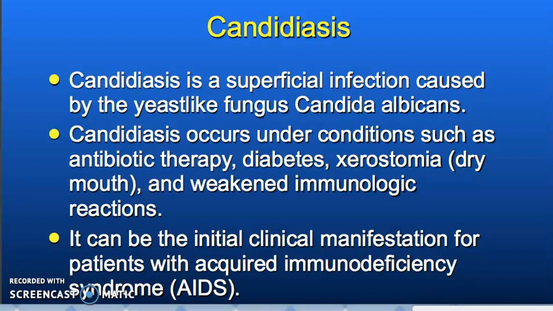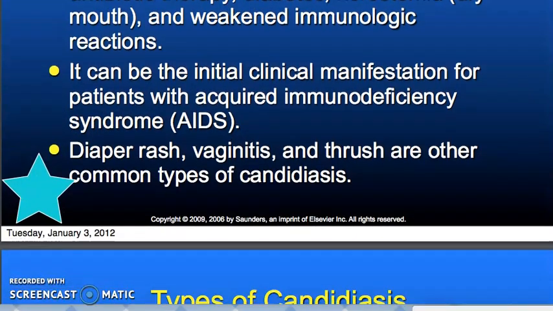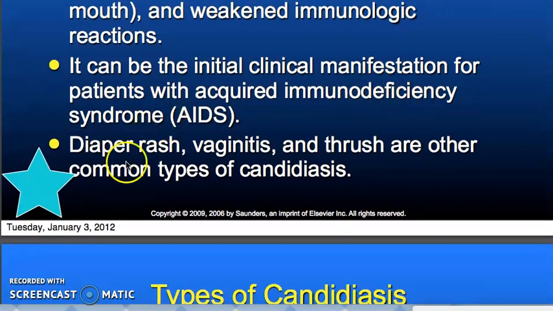Again, don't jump to conclusions that a person has AIDS because they have candidiasis. It is very common with a lot of other things before HIV, particularly antibiotic therapy. We see it a lot with that because it's a yeast infection. Diabetes, we see it with a diabetic fairly often, somebody with a dry mouth, where the flow of saliva is not good. Okay, it's also related to common types, which would be diaper rash and vaginitis, and a lot of people call it thrush. This is an older terminology, thrush.